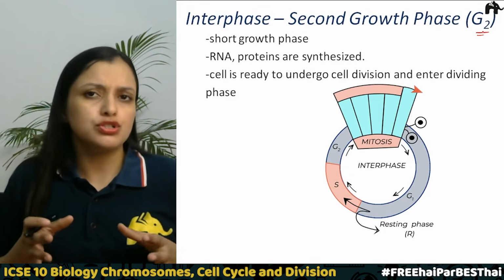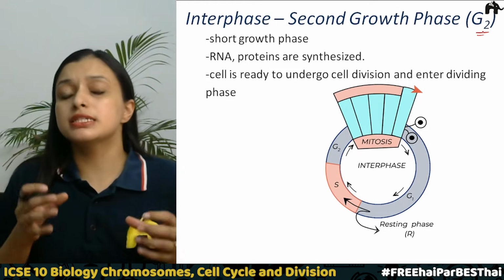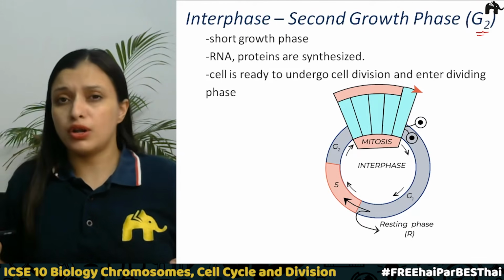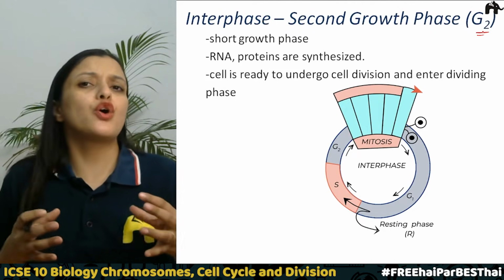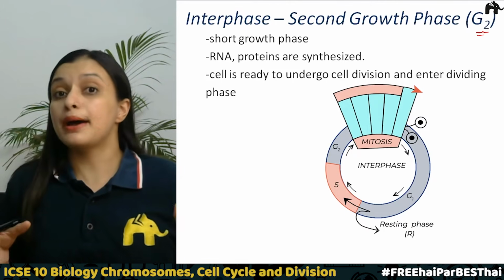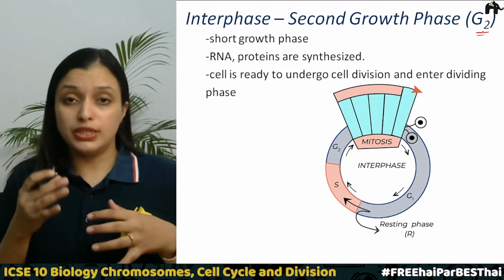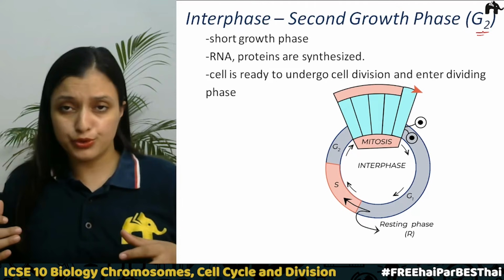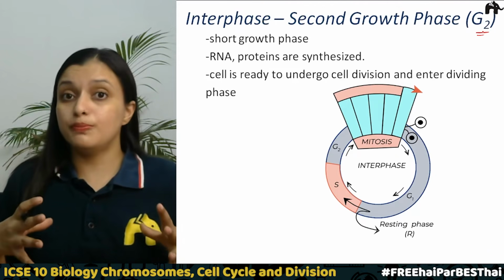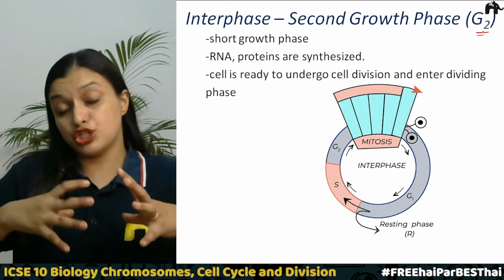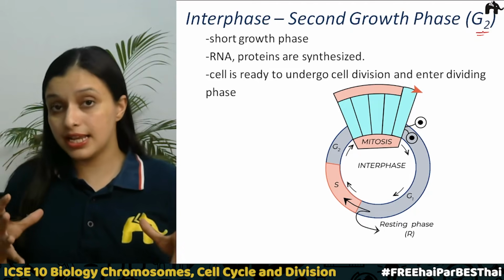Now talking about G2 phase, this phase is the shortest of all. And now just recall the first growth phase. What all happened in the first growth phase? There was synthesis of RNA and proteins. Then the cytoplasm also increased, which increased the size of the cell, right?